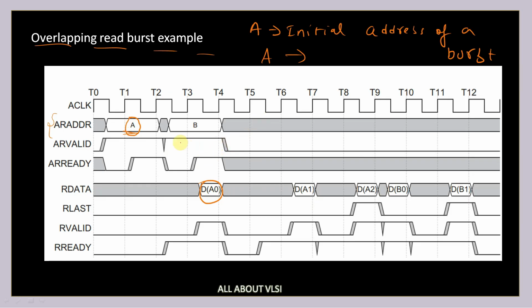And after the master provides the read address, it is also going to provide a signal which is known as the AR valid signal.